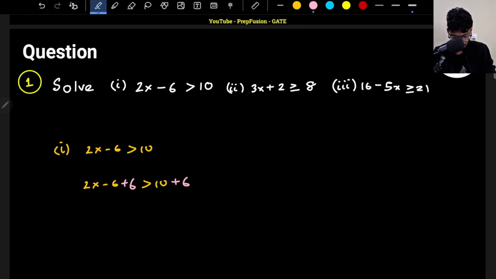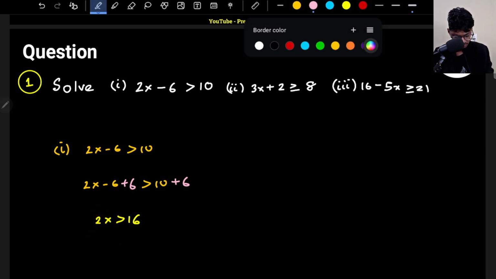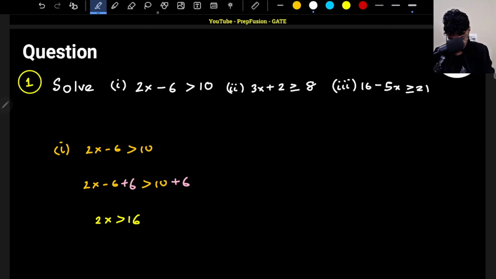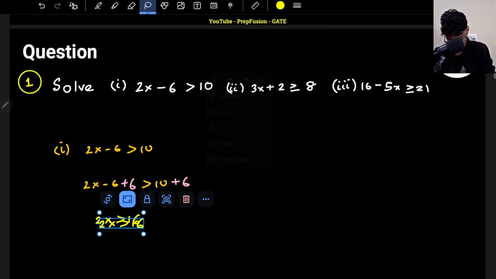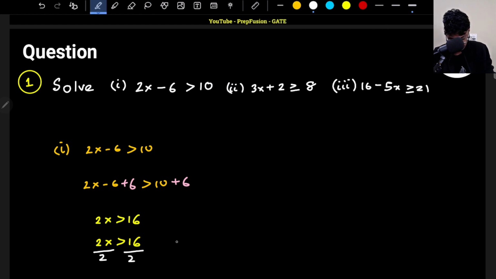Plus 6. Okay, so it becomes 2x is greater than 16. If I add 6 on both sides, I get 2x is greater than 16. Now I will divide by 2 on both sides. It's not like I'm taking this 2 and dividing over there. No, the process is that we divide by 2 on both sides. I will keep the sign the same and divide by 2. Now if I divide by 2 on both sides, I get my actual answer, that is x is greater than 8.